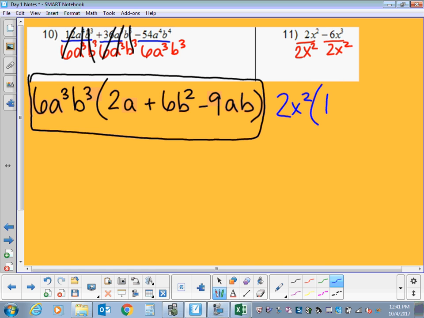Oh no, sorry. So we have 1 minus 3x. The reason why I put that 1 there is because it's a placeholder. Yes, 2x squared divided by 2x squared is 1. We could cancel it out, but if it's by itself, you leave the 1. If the 1 is to be multiplied to something else, then you don't need it.